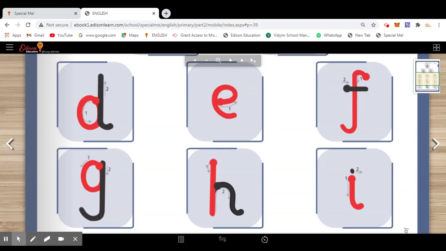Okay students, now come to the next letter. Which letter is this? This is letter G. This is letter G. And what is the phonic sound of letter G? G. So let's listen to its phonic song.